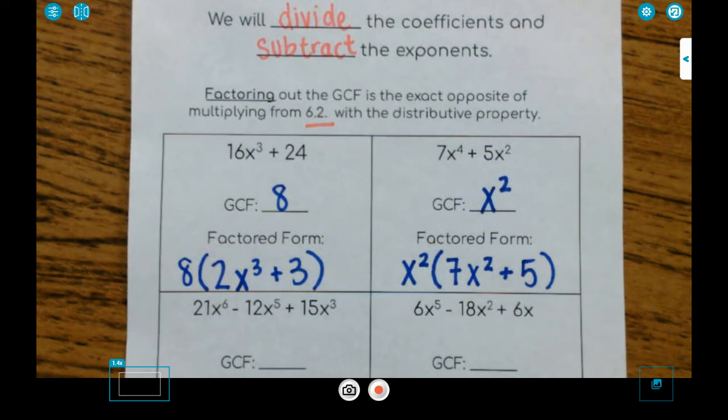So we divided the coefficients on this one, and on this one we subtracted the exponents. So 4 minus 2 was 2. 2 minus 2 was 0. If we were to distribute this back out, 7, and then we would add these, which would be 7x to the 4th, and then this would come over here and be 5x squared. And we get our original problem. Any questions on when it's just x's we're dividing out?